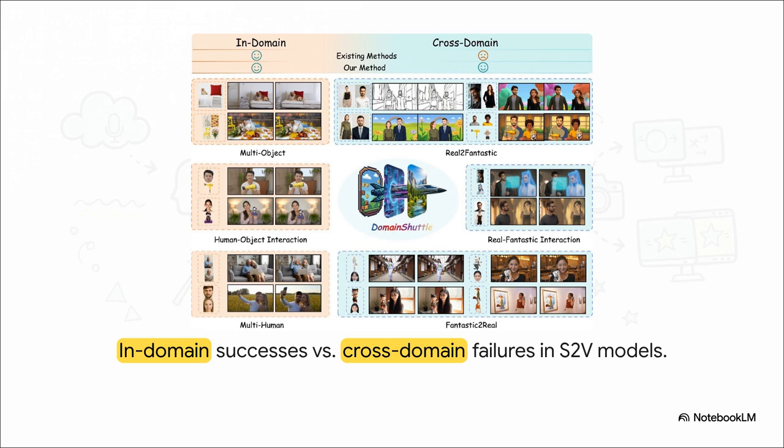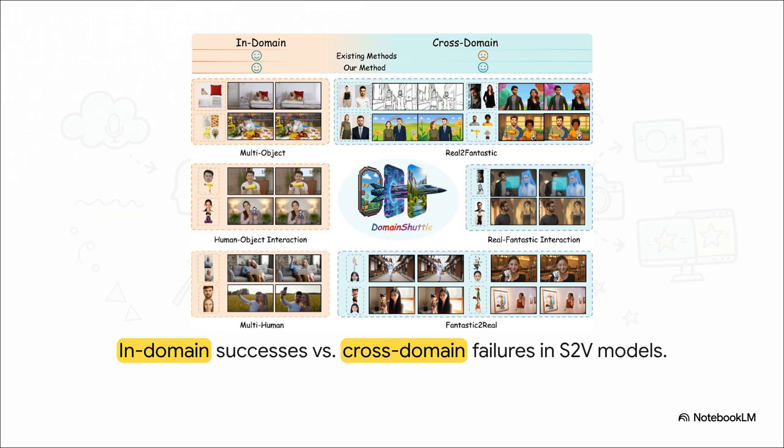I want us to spend a good amount of time analyzing this visual grid because, honestly, it tells the whole story. If you look on the left side, under In Domain, we see what existing S2V methods actually do quite well. Look at that multi-object panel. You give the model an image of a dog and a red pillow, and it successfully generates a smooth video of that dog and pillow on a couch. The environment and the visual style completely match the reference image. The model is basically doing advanced, localized copy-pasting.